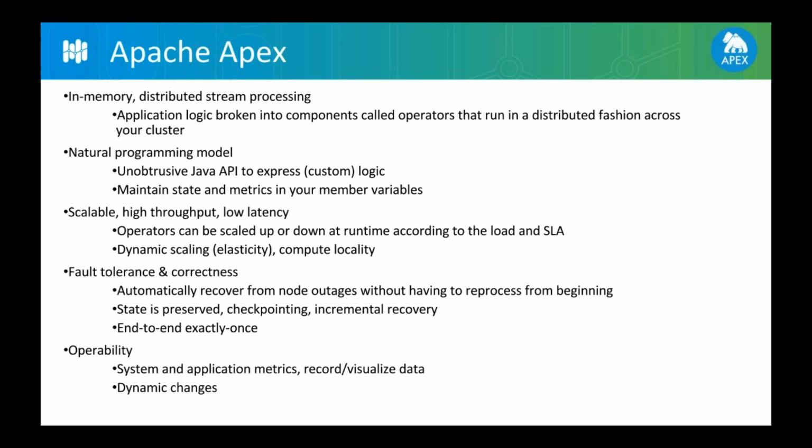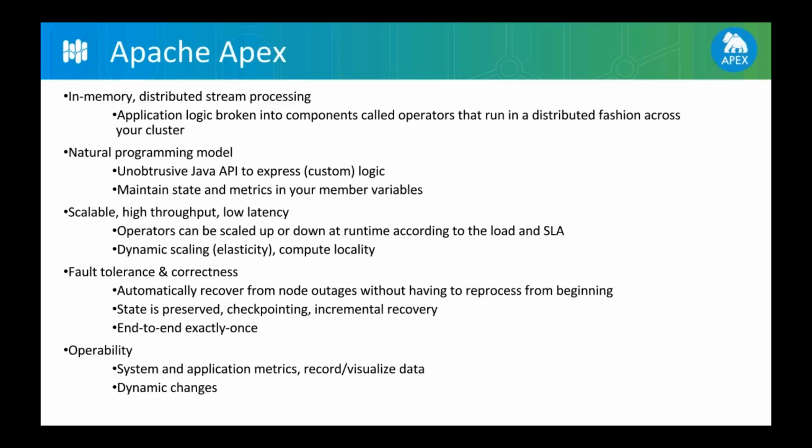So basically, because it is fault tolerant, this feature also helps us achieve, to some extent, end-to-end exactly once as well. We achieve fault tolerance by means of checkpointing, which we'll cover in a few slides. Apart from that, Apex also provides operability.